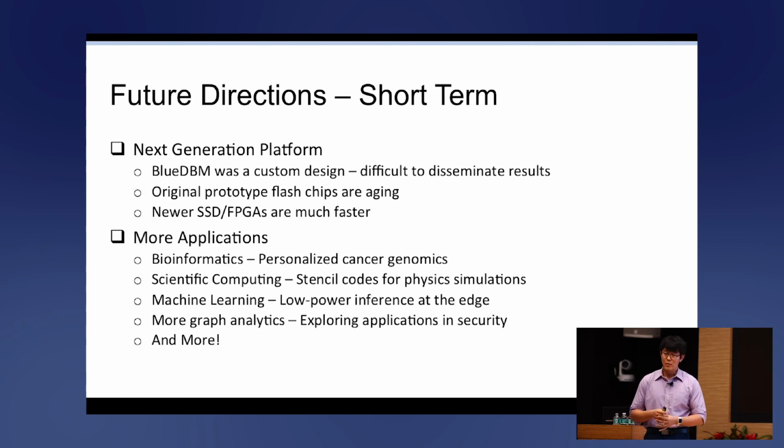And of course, the more exciting thing is more applications. Right now we're looking at things like bioinformatics, in which we try to do personalized genomics at scale on the same PC class machines. Some scientific computing applications, machine learning, and of course more graph analytics, in which we try to focus on more specific applications like log analysis for security applications, and more. We're always branching out. So these were the short-term goals that we have.